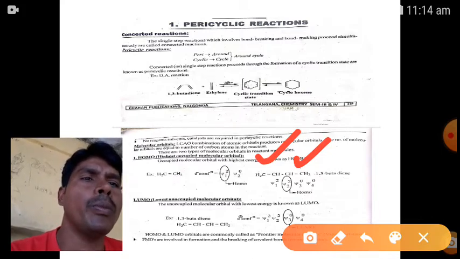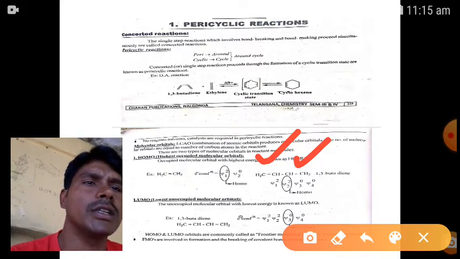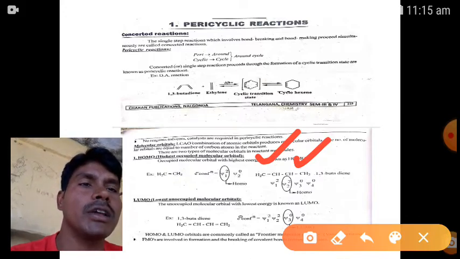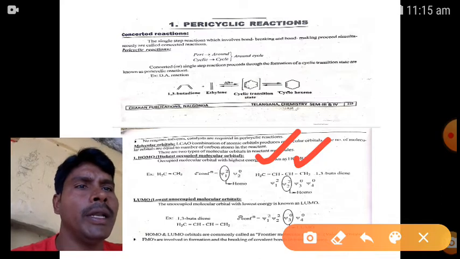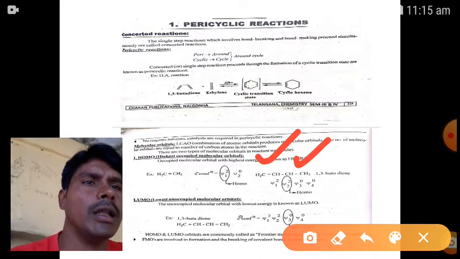Two pi bonds means 2 plus 2, 4 pi electrons. Each orbital has 2 electrons. So psi 1 has 2, psi 2 has 2, psi 3 has 0, psi 4 has 0. Psi 1 and psi 2 are occupied molecular orbitals. The remaining two orbitals are unoccupied molecular orbitals.